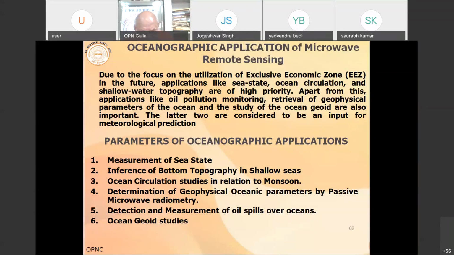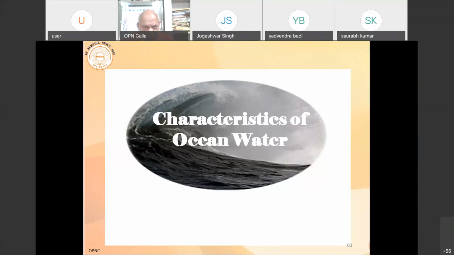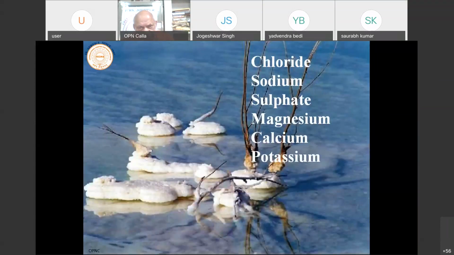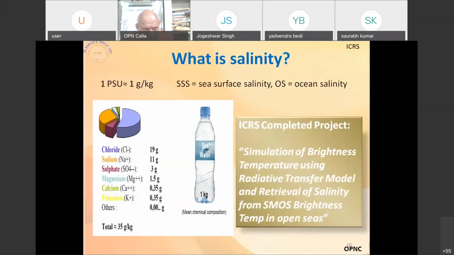Then determination of geophysical oceanographic parameters, passive microwave, and the detection and measurement of oil spills. That's very important to the oceans. The water has chloride, sodium, sulfate, magnesium, calcium. These are the chemicals in the water. And we see different percentages in this water. About 35 grams per kg are these constituents.